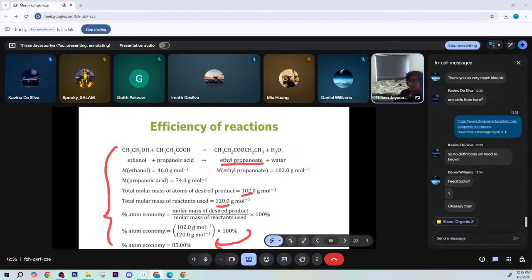It's just the ratio of the mass of the desired product compared to the mass of the reactants.